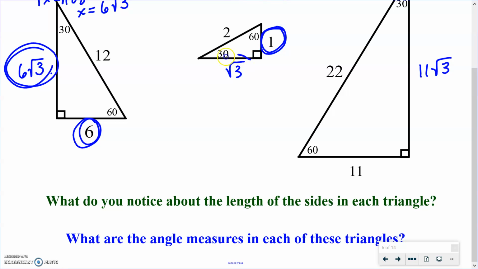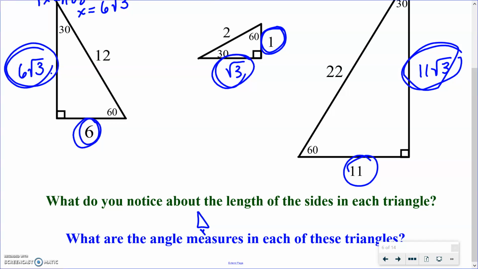This one is 1, and then this one is 1 square root 3. And this is 11 square root 3, and this is 11. And so we notice that the shortest leg and the square root of 3 is going to be the longer leg. So it'll be kind of like x square root 3, and then 2x, because we also notice that that hypotenuse is double the length of the shortest leg. Okay, and this is true for all 30, 60, 90 triangles. Okay, and we'll kind of put this in formal terms on the next page.